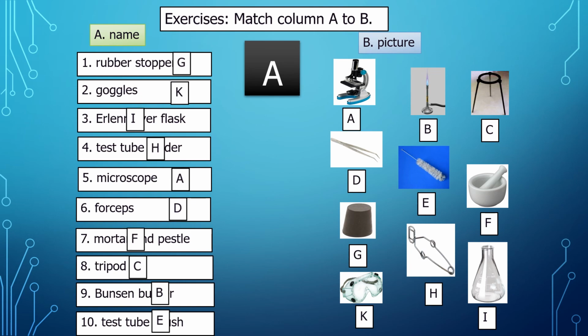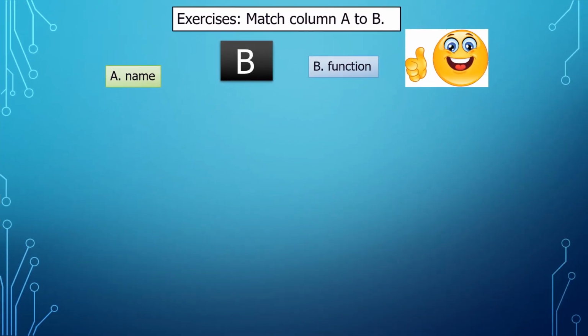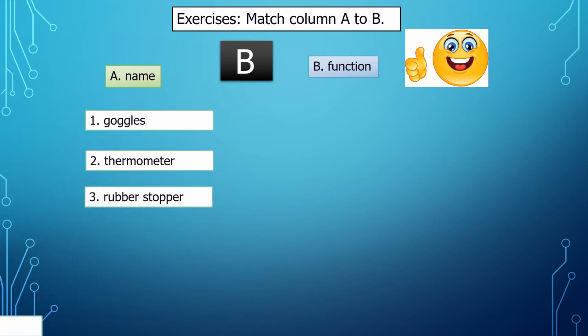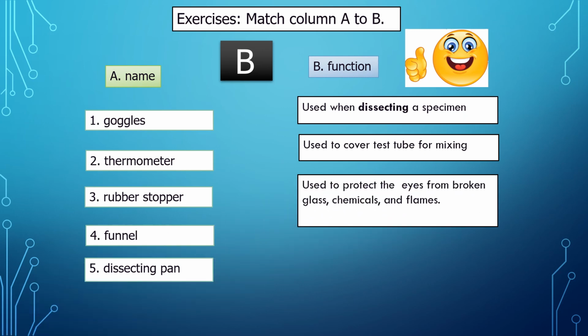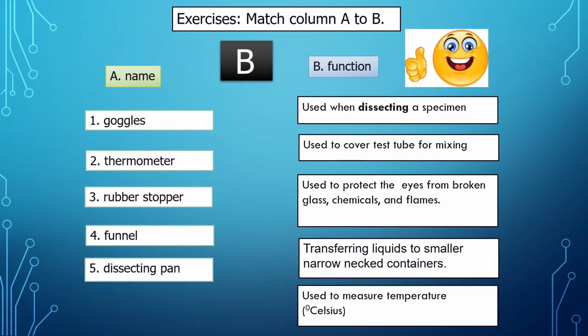So those are the answers for part A. Let's proceed to part B. Part B is almost the same as part A. Match column A to B, but here it is name and function. Under A are the names, I enumerated 5 here, and you also have 5 functions. So you are going to match.